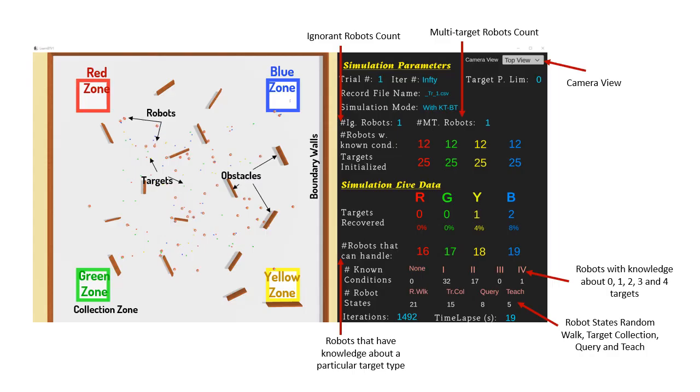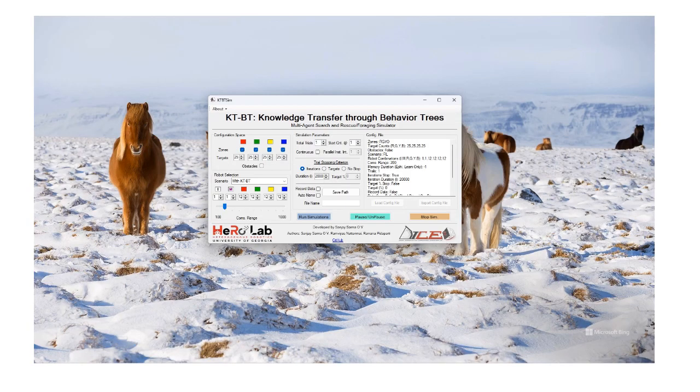This is the simulation screen of an active simulation instance. The left half of the screen displays live simulations of the search space, showcasing various targets and obstacles, and the interactions between the different robots. The right half of the screen provides corresponding live simulation data. Here is an example of an instance being run on the SAR simulator.